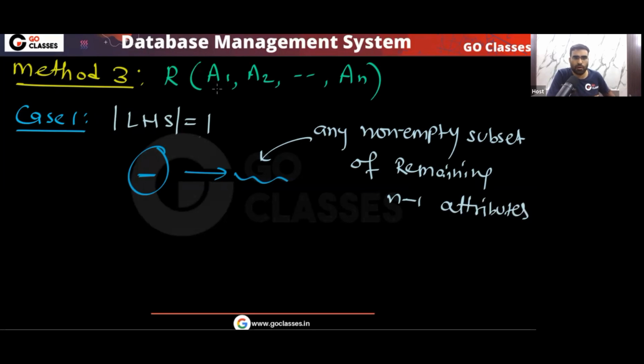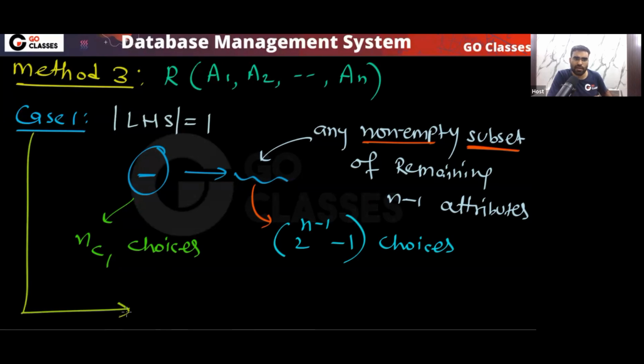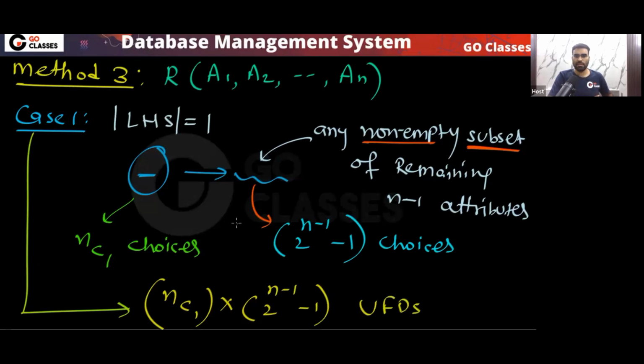Is this clear? So for LHS, how many choices are there? For LHS, from n attributes I want to choose 1 attribute. So these are the choices for LHS. For RHS, I can put any non-empty subset of the remaining n minus 1 attributes, so I have 2 power n minus 1, minus 1 choices. In case number 1, how many useful FDs did I get? I got NC1 multiplied by 2 power n minus 1 minus 1. Is case number 1 clear to everyone?